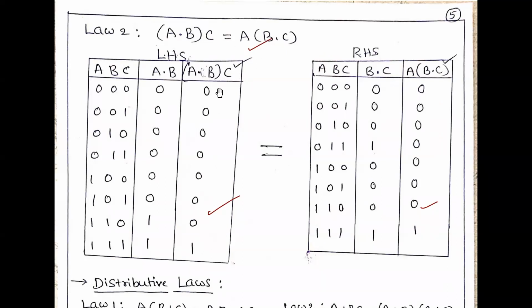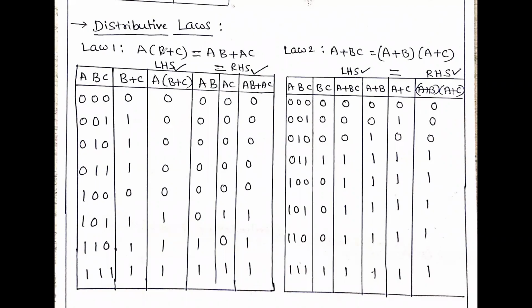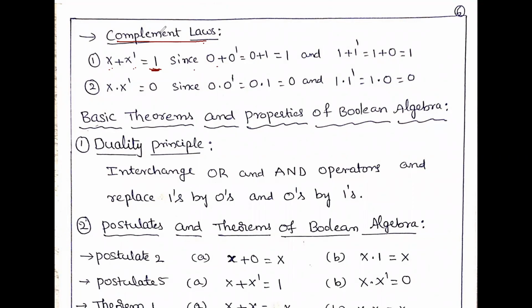In the same way, we shall move to the distributive laws with the help of the truth tables. The first law is A dot B plus C equal to A dot B plus A dot C. Without dot also we can write simply. The second law says that A plus B dot C equal to A plus B into A plus C. This is the second distributive law. Both distributive laws can be verified with the help of the truth tables.